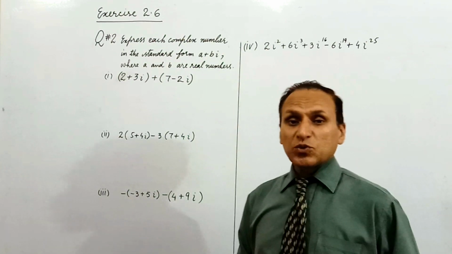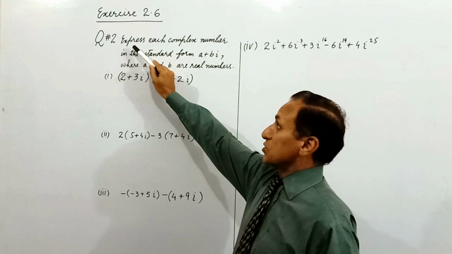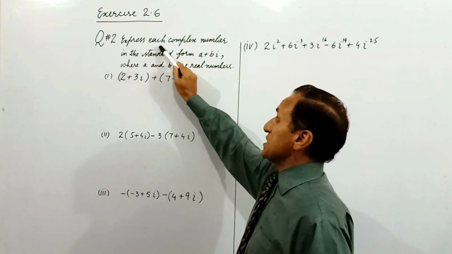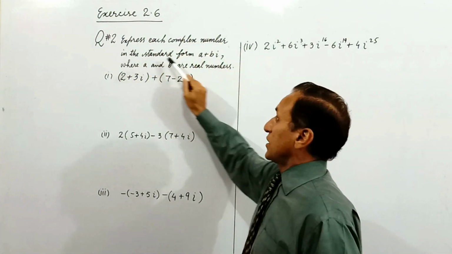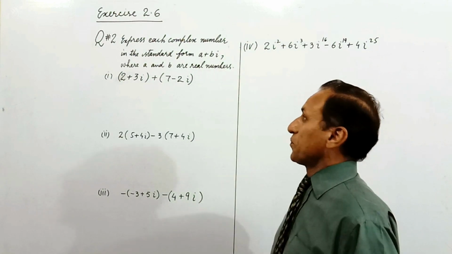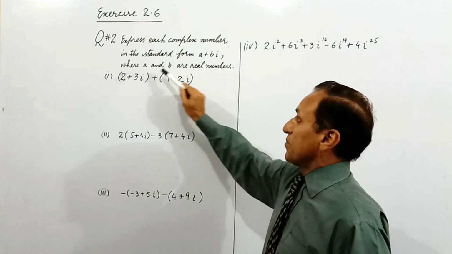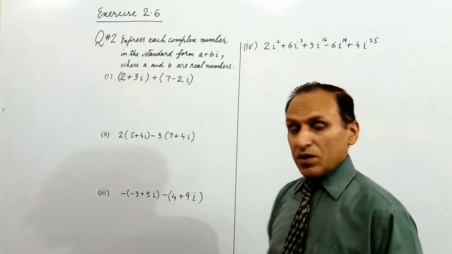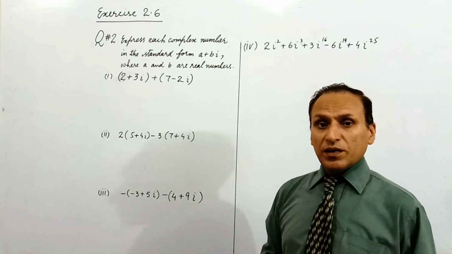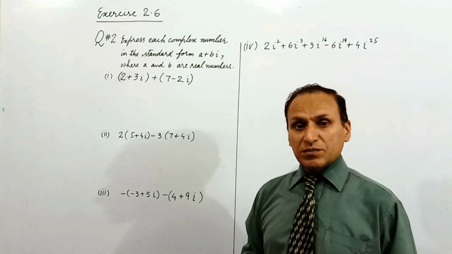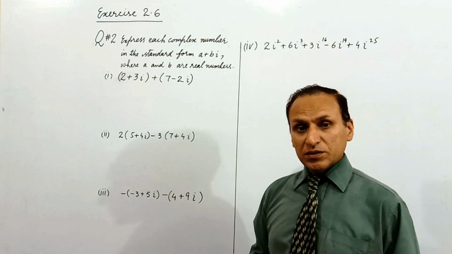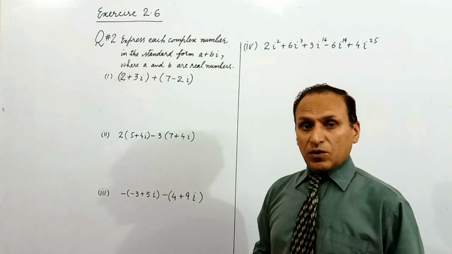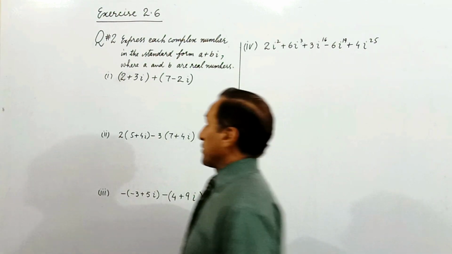Now we do question number 2 of exercise 2.6, in which we have to express each complex number in the standard form a plus b iota, where a and b are real numbers. In this question we actually learn how to add, subtract, multiply or evaluate complex numbers. Let's begin with it.